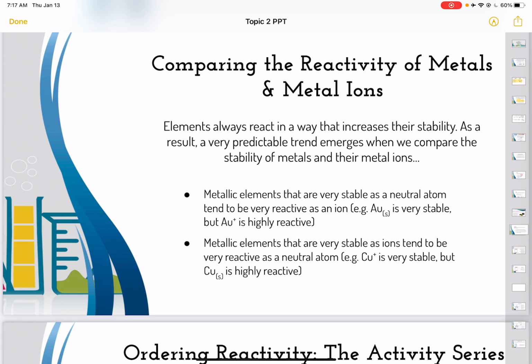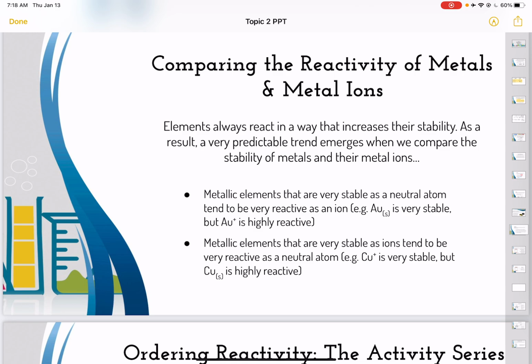Okay, so as a result, a very predictable trend emerges when we compare the stability of metals and their metal ions. Because we know that everything is always going to react to become more stable, we can predict what's going to react with what. Metallic elements that are very stable as a neutral atom tend to be very reactive as an ion. So a piece of solid gold is really stable, but a gold ion, Au+1, is really reactive.